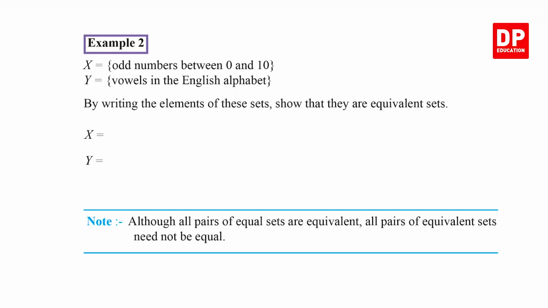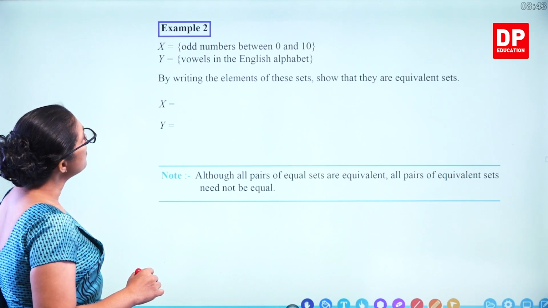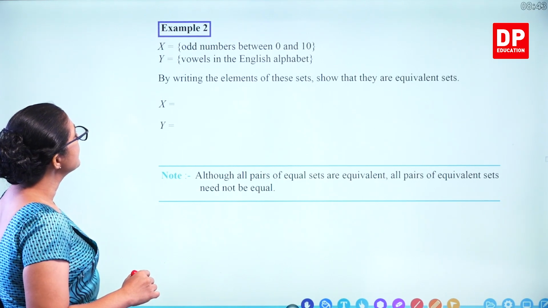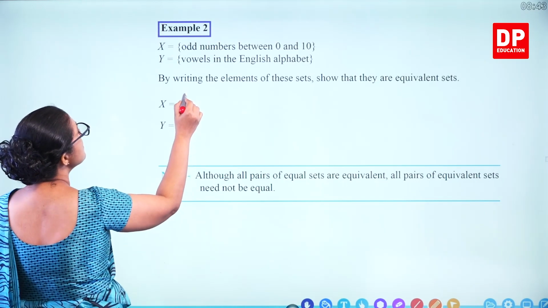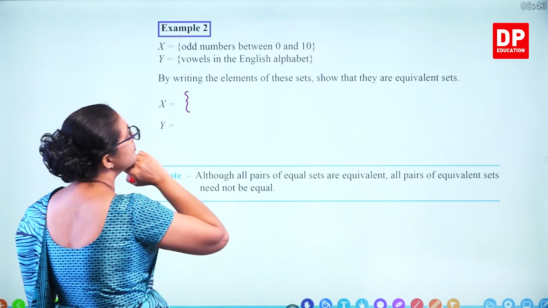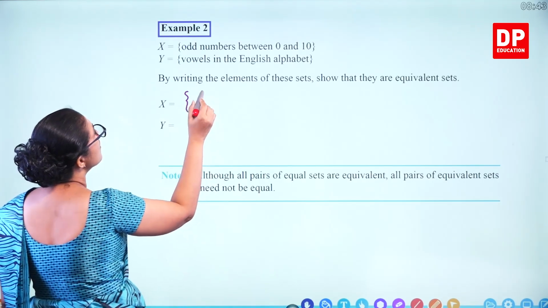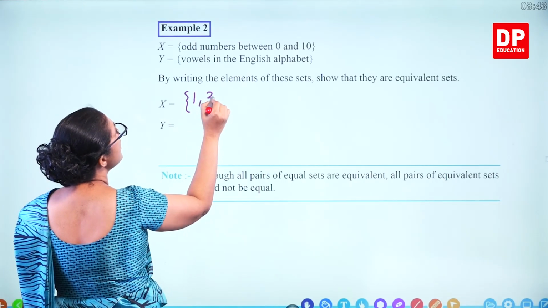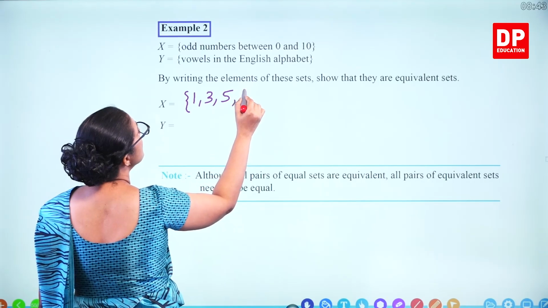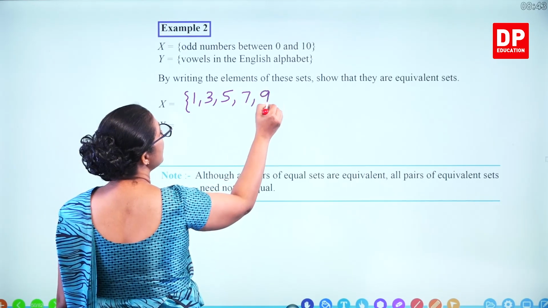Example number 2. Odd numbers between 0 and 10. What are odd numbers between 0 and 10? 1, 3, 5, 7, 9.